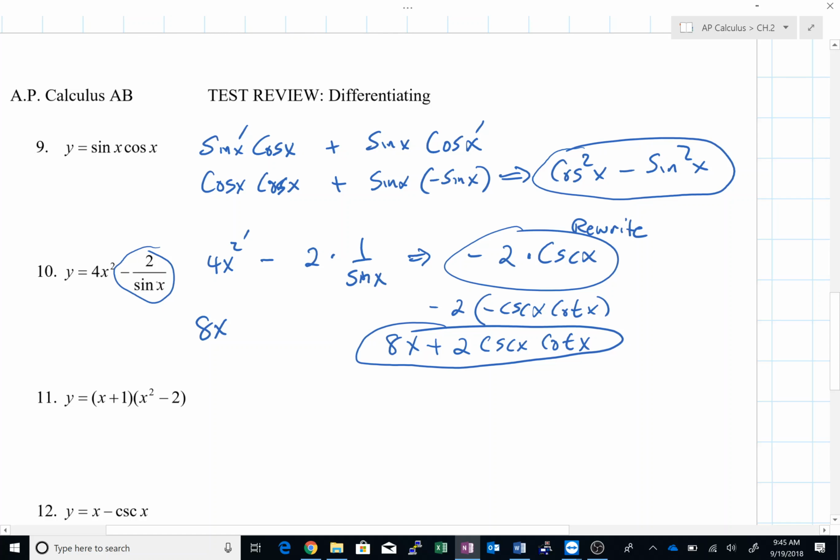Okay, so all I did is rewrite this to this guy right here. And then it was easy to go to here. But again, this is just a rewrite. Now it's easy to differentiate.